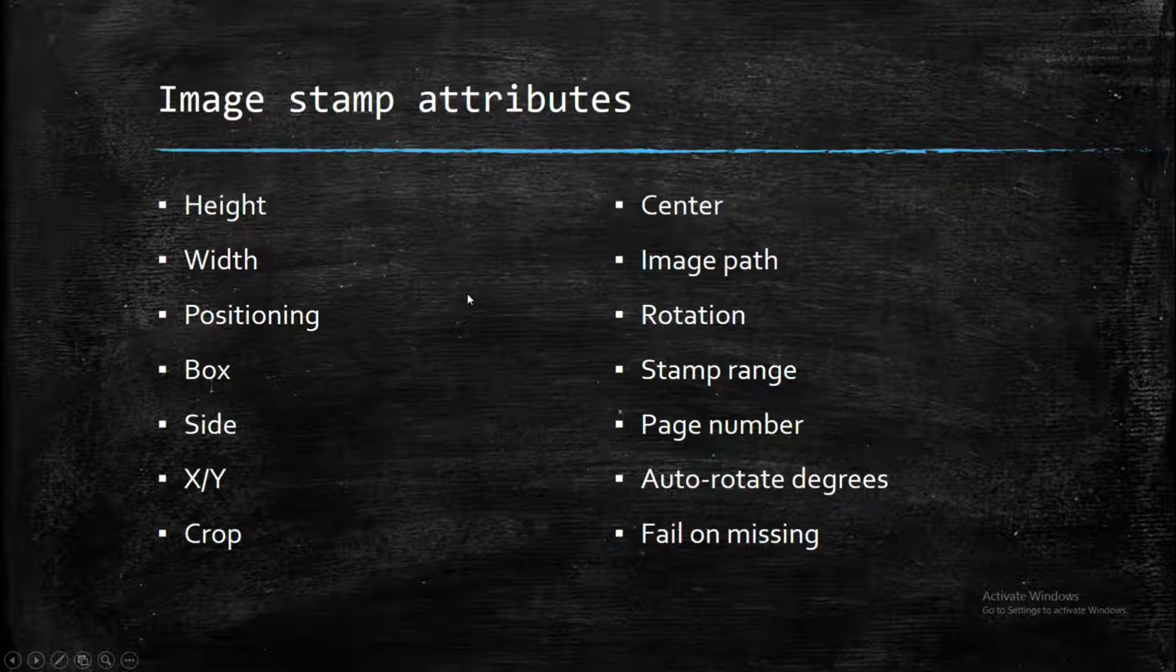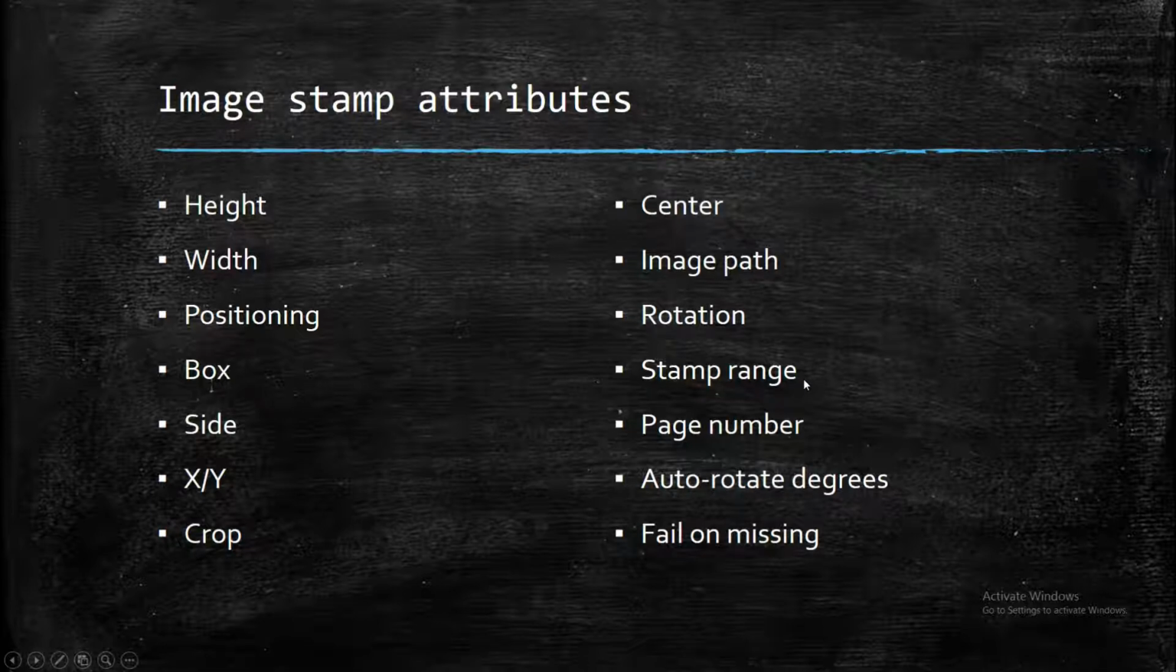The image path specifies the location to the image file, or it's going to specify the path to the PDF that we're going to use. Now, when your image path points to a PDF file, that requires the use of this other attribute called page number, which is going to specify the page in that PDF to pull the image from. Rotation and stamp range you've already seen, and those work exactly the same for an image stamp as they do the other stamps.